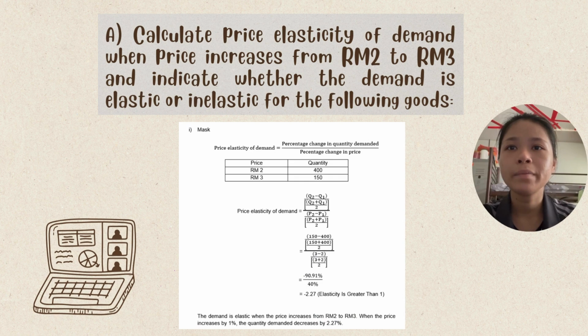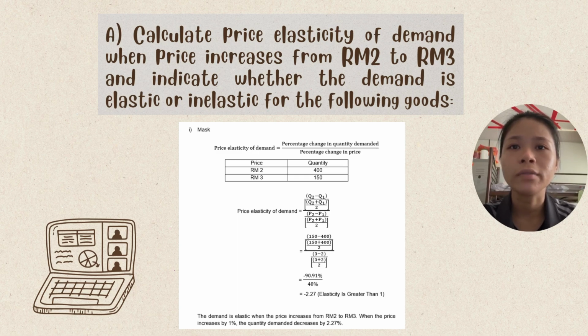Question A. Calculate price elasticity of demand when price increases from 2 ringgit to 3 ringgit and indicate whether the demand is elastic or inelastic for the following goods. For the mask, we calculate the price elasticity of demand using the midpoint formula. The price increased from 2 ringgit to 3 ringgit and the quantity demanded decreased from 400 units to 150 units. To find the elasticity, we use this formula.